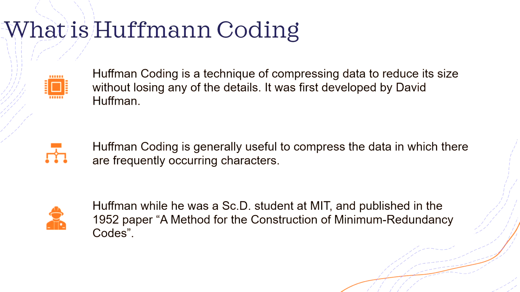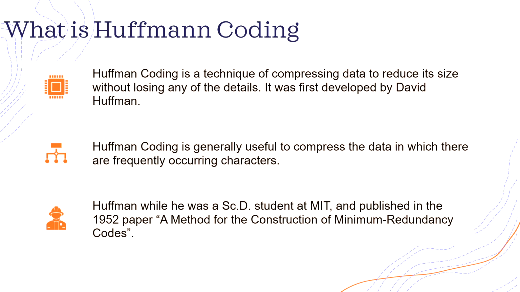What is Huffman coding? Huffman coding is a technique of compressing data to reduce its size without losing any of the details. It was first developed by David Huffman. Huffman coding is generally useful to compress the data in which there are frequently occurring characters.